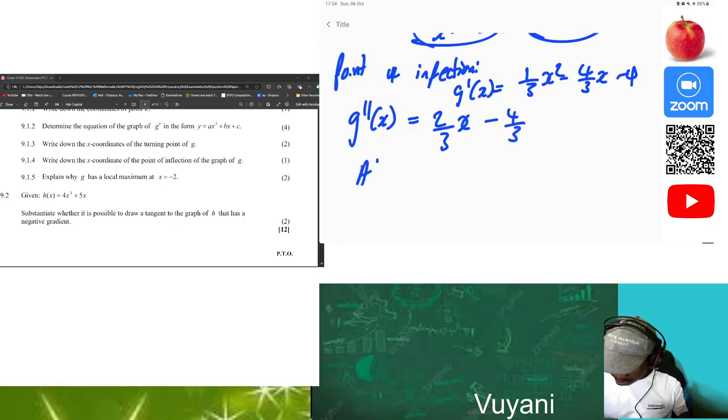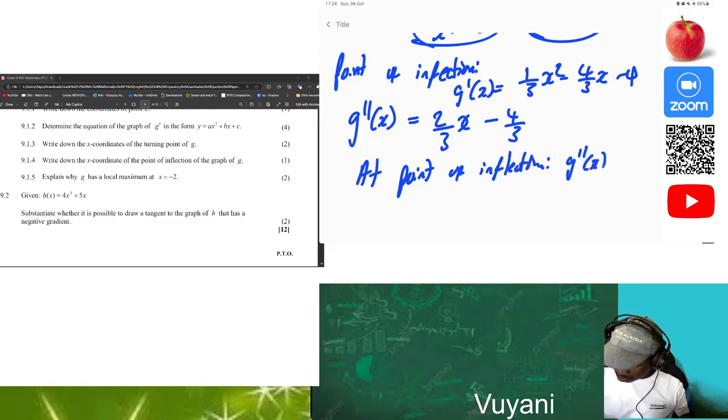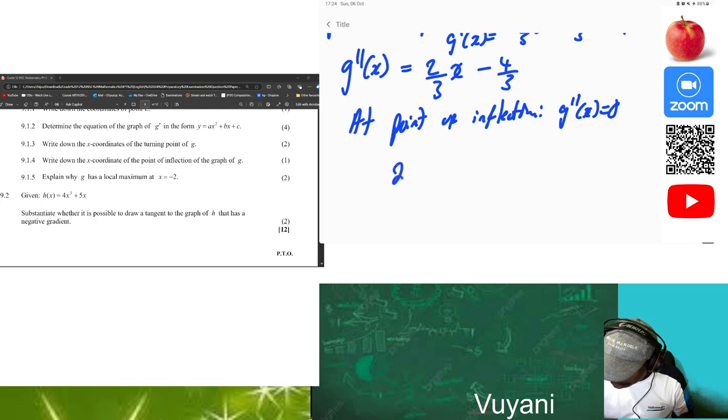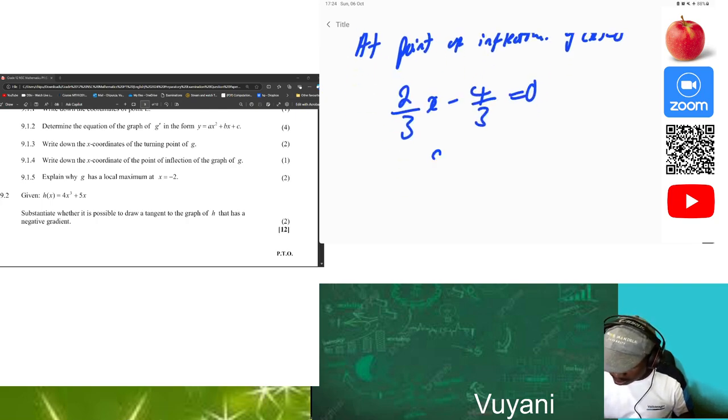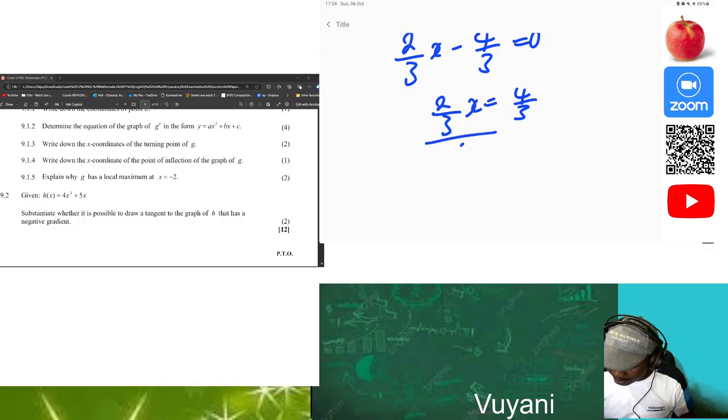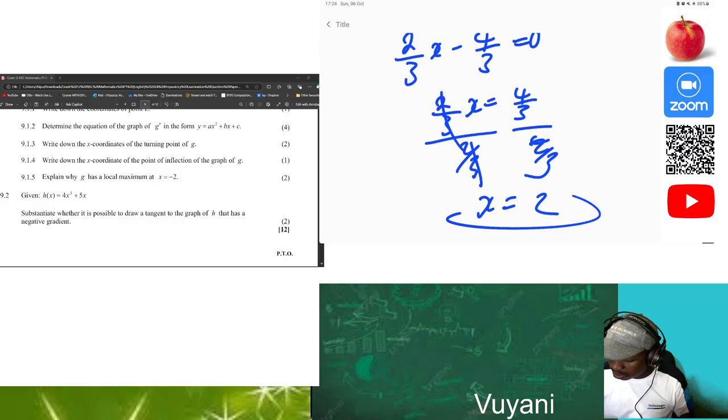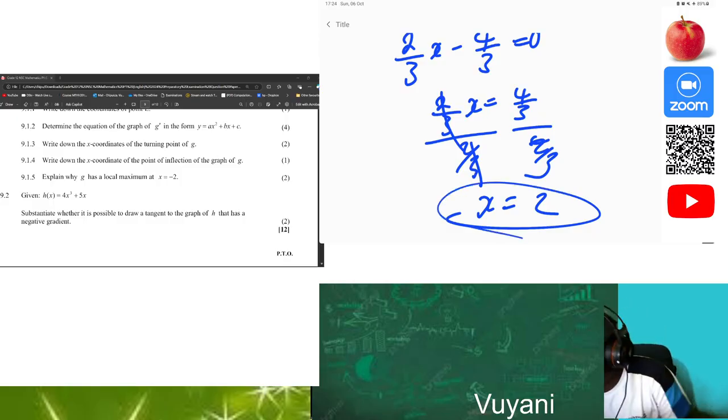So we are saying that at point of inflection, we know that our g prime prime of x is always supposed to be 0. So that will now have our 2 over 3 x minus 4 over 3 is equal to 0. Then now we solve for x. So that will be 2 over 3 x is equal to 4 over 3 over there. If you multiply all through by 3, or we can just divide by 2 over 3, then your x value is equal to 2. So the point of inflection is at x is equal to 2. It's an easy question again, because we know that we need to find our f prime prime of x.